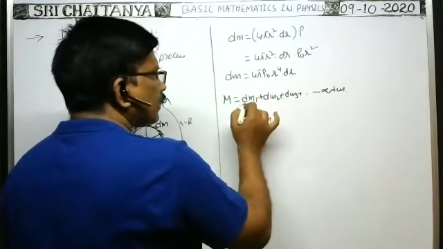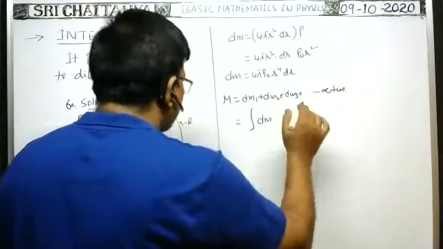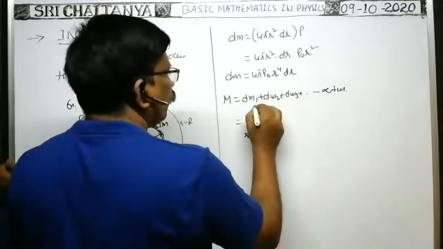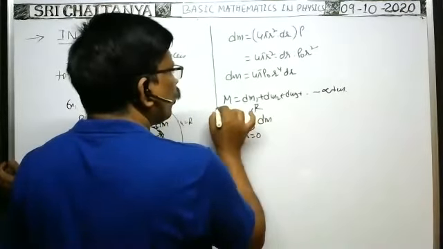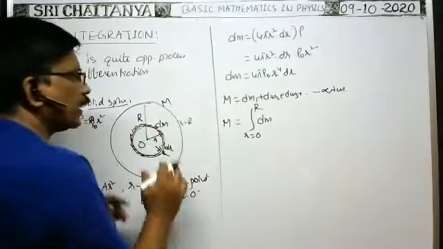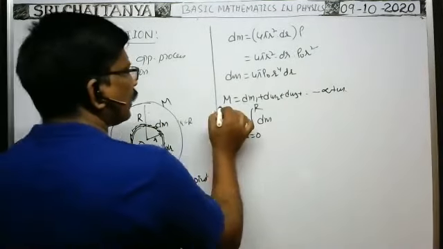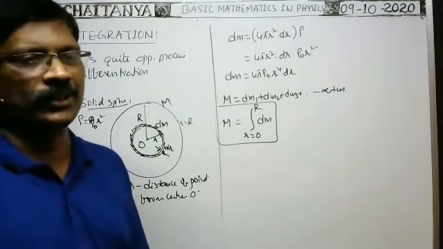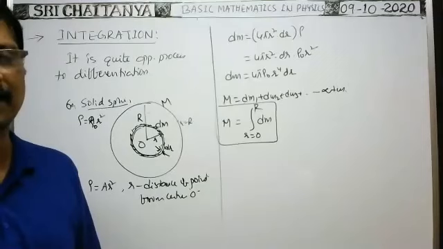Between the limits in which these elements are considered, that means from r equal to 0 to r equal to capital R. We have to integrate, and that gives the total mass of the solid sphere. In this type of case we need integration. This is the importance of integration.